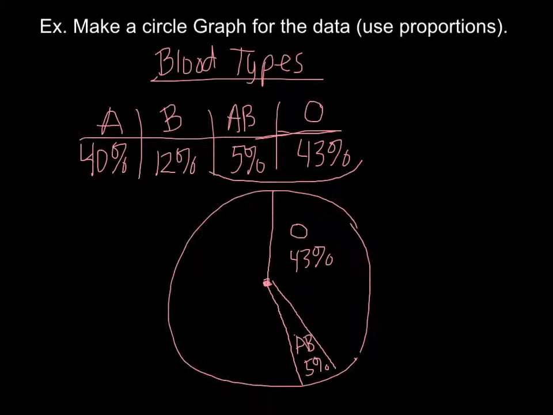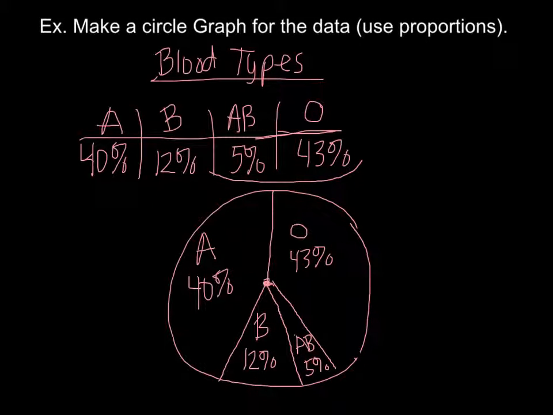Then we need about a 40% and a 12%. Let's eye about 12% there. This would be blood type B, 12%. And then here, blood type A would be about 40%. It kind of looks like a peace sign. Actually, that's kind of interesting.